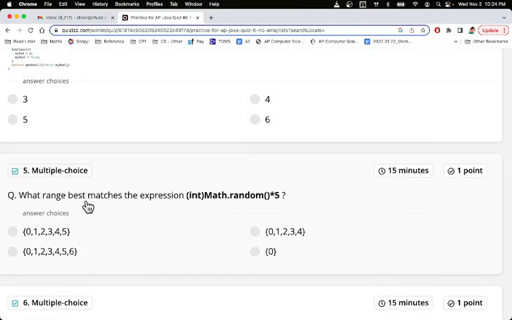As we go down here for number 5, what range best matches the expression this, okay? Notice in this version of math.random, the parentheses are left out. So you would follow the order of operations from left to right. The integer cast is applied to math.random. We always generate 0, and 0 times 5 is 0. That's the correct answer here. This was an often missed question in my blocks 2 and 4.